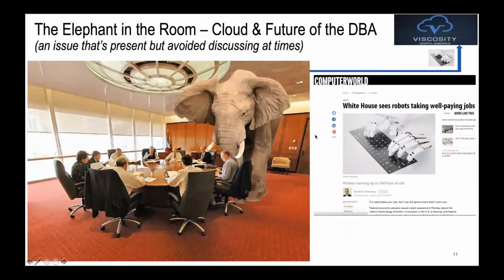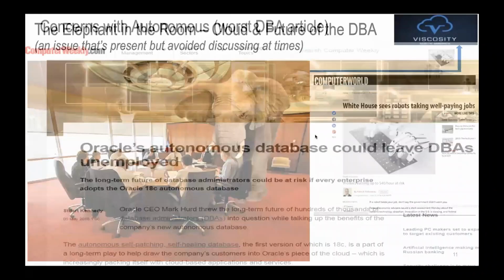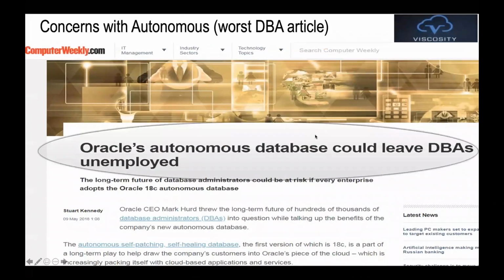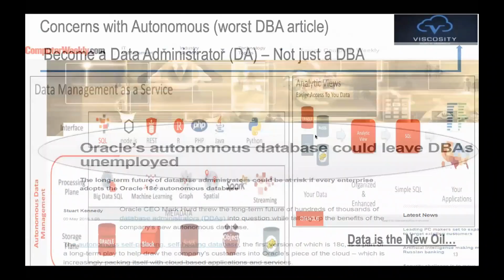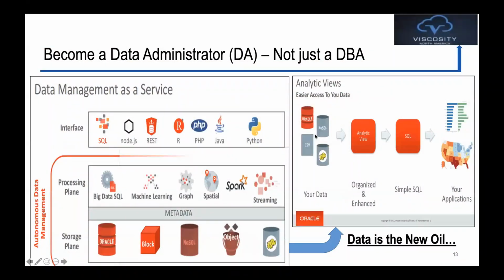But the elephant in the room is, what about the cloud? What about Autonomous Database? Is the Autonomous Database going to leave me unemployed? And my answer is easy. My answer is, if you know Oracle, you know most of this picture. You just have to pick up some of the other little pieces here that are like picking up a feature of Oracle. But become, instead of a database administrator, a data administrator.